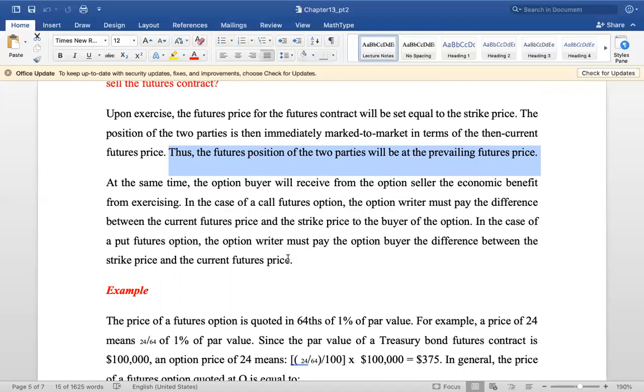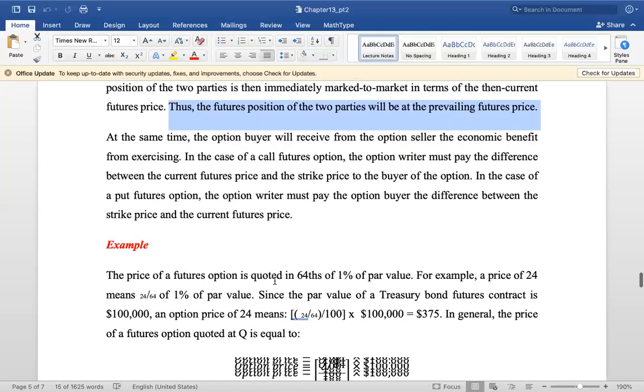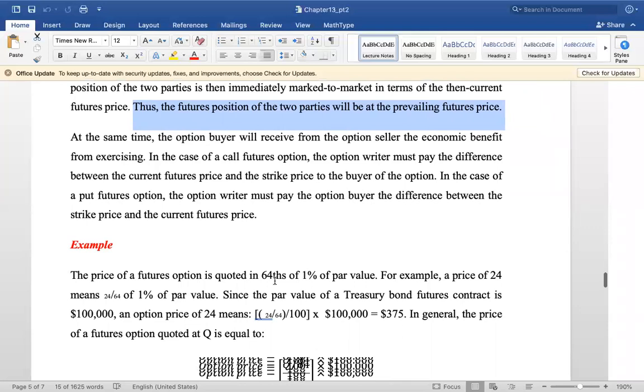The call buyer who now has a long futures position at 95 can either liquidate the futures position at 95 or maintain a long futures position. If the former course of action is taken, the call buyer sells his futures contract at the prevailing futures price of 95. There is no gain or loss from liquidating the position. Overall, the call buyer realizes a gain of 10, and that's his gain from this futures contract. We can go through the same thing for the put option, right?